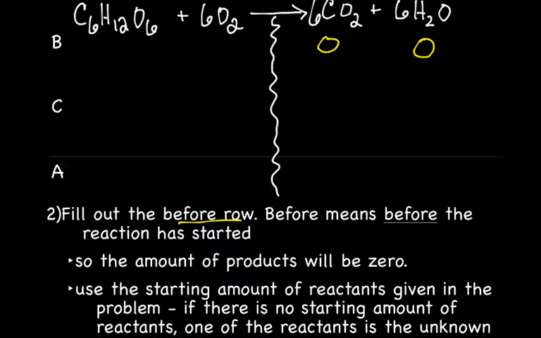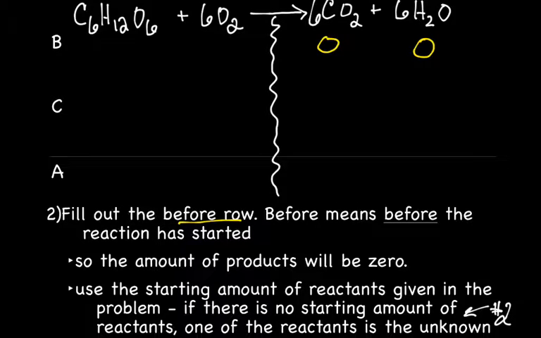The starting amount of reactants is given in the problem. And if there's no starting amount of reactants, and one of the reactants is the unknown, this second part here is something we're going to try in the second problem we do. So don't worry about that part for now. Okay, so let's go back and look.